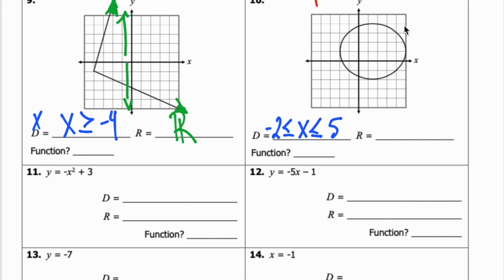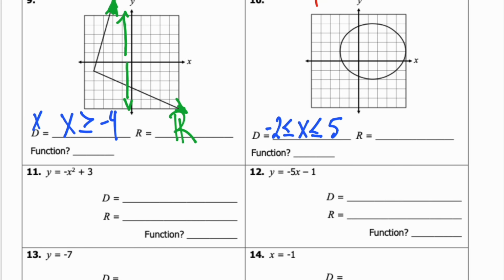Okay, now let's look at the range. Same thing, we have another number line. It's just a vertical number line. That's what our range is. That's all it is, a vertical number line. They're asking how far down does it go and how far up does it go? What is the value of our y's?